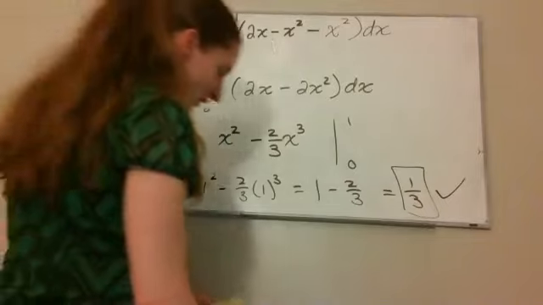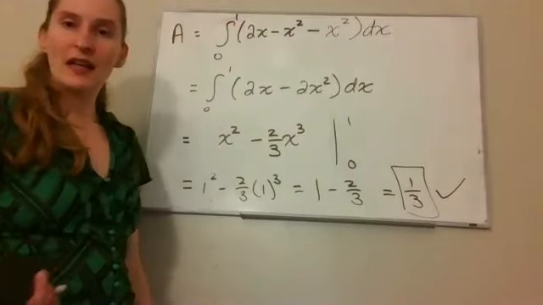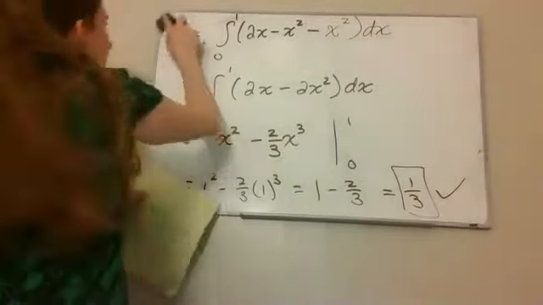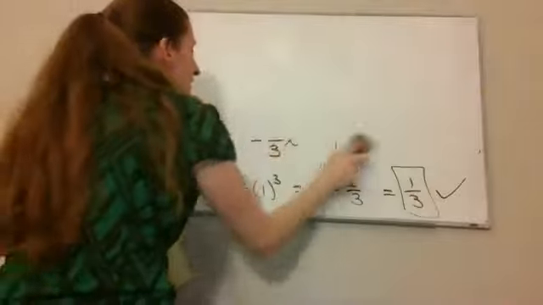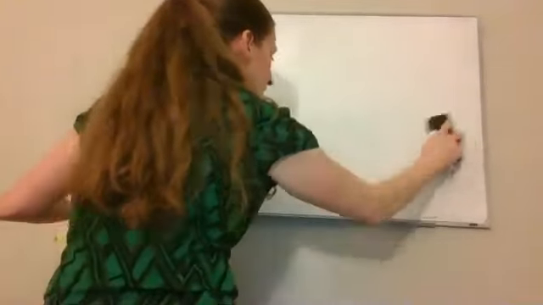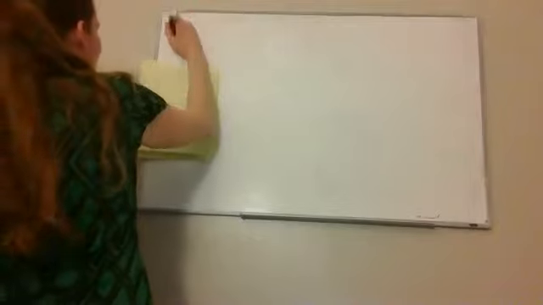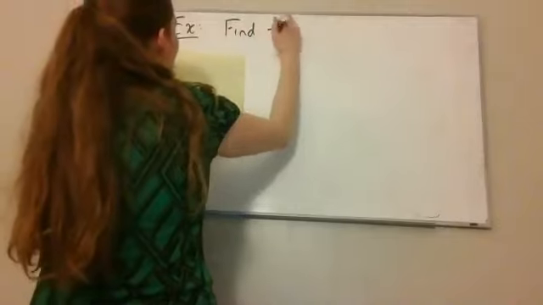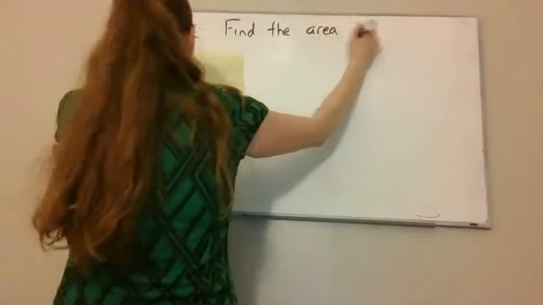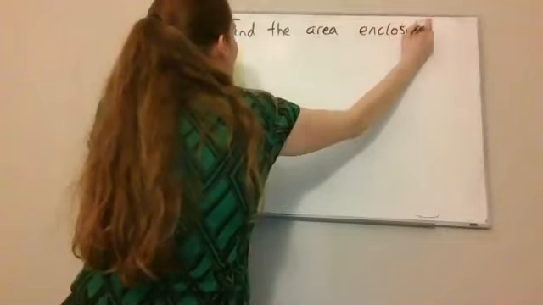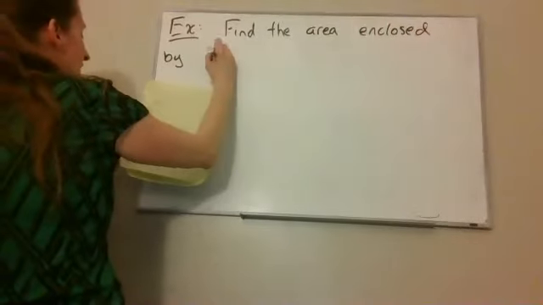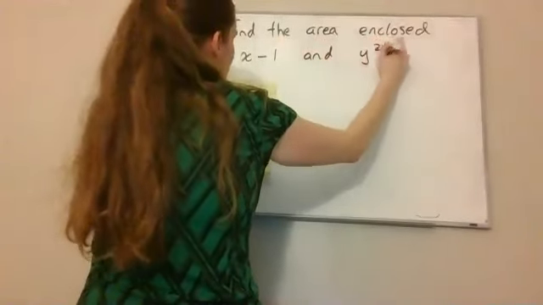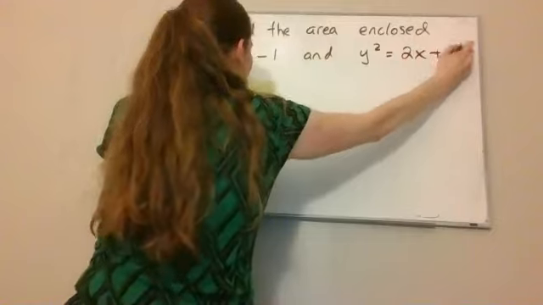Now, to finish up this video, we're going to do one more example finding area between curves, but we're going to do something a little bit different with it. So, last example. Find the area enclosed by y equals x minus 1 and y squared equals 2x plus 6.